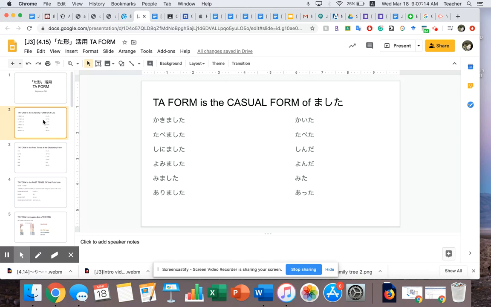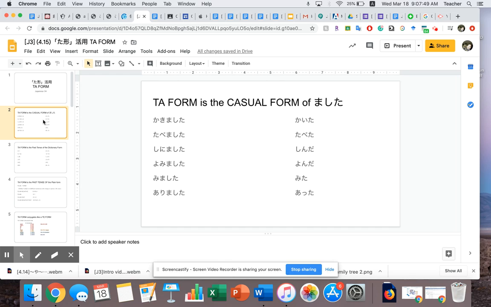So what are they? Ta form is the casual form of mashita. What does that mean? That means that ta form is another category of plain form. If you remember plain forms, dictionary form is one of them. Dictionary form is when you conjugate your verbs into the rus or the us. And if you remember the ru song, that was all dictionary forms, right?